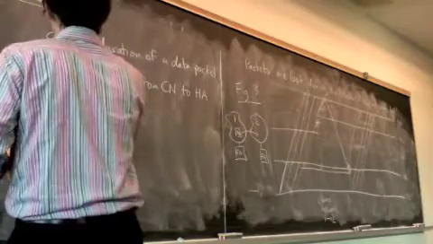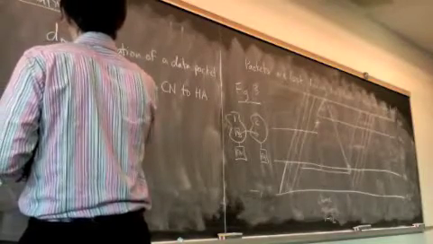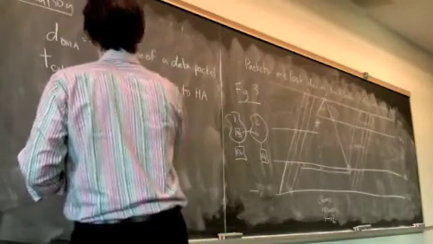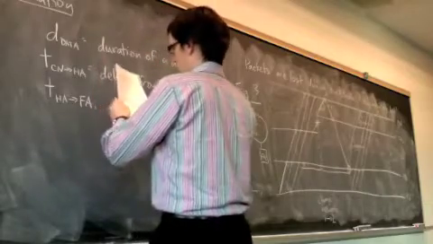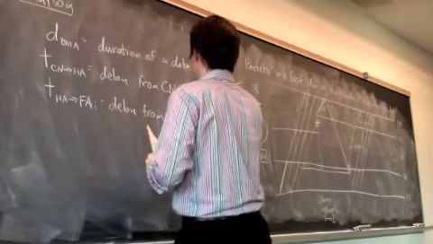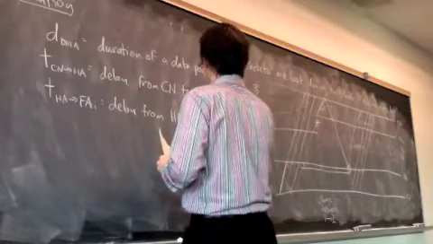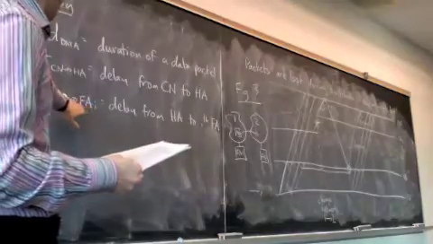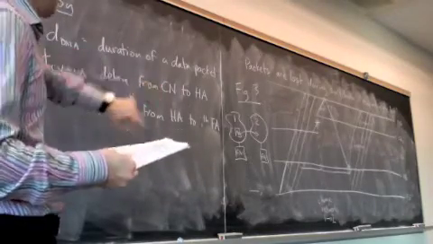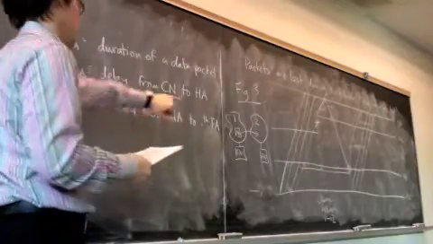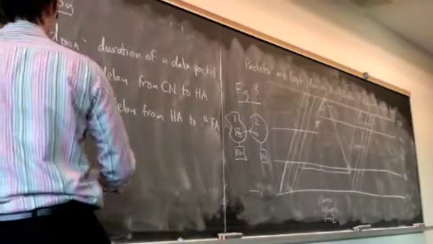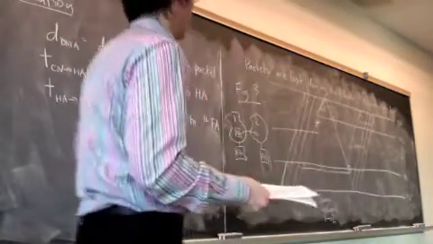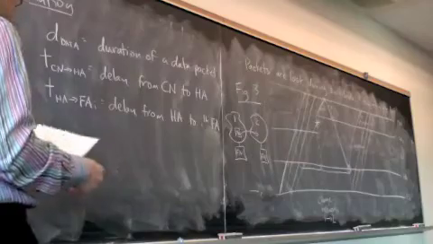T HA to FA1 will be the delay from HA to FA1, the delay from the home agent to the FA in the first network. FA2 is the second network. Again, HA and FA are both connected to the wired internet, probably, so this is again strictly internet network latency.